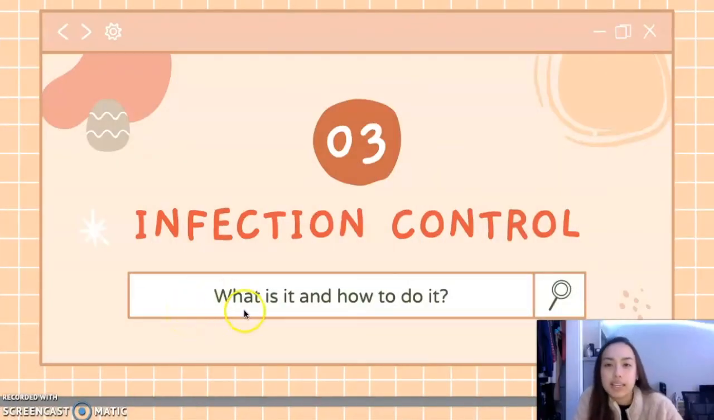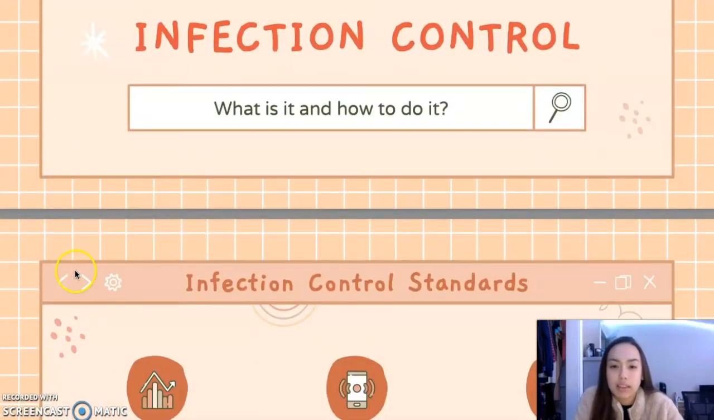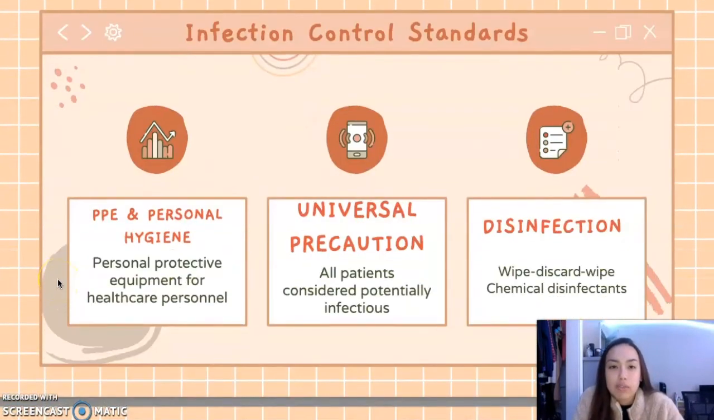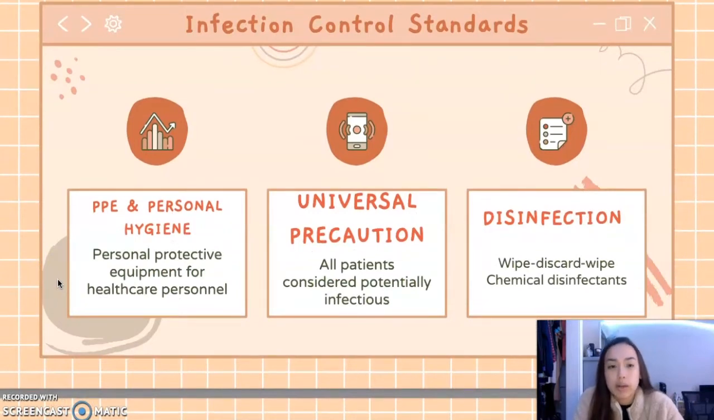Infection control. What is it and how to do it? Some infection control standards include, but are not limited to, the following. Personal protective equipment, which is protective clothing such as gowns, gloves, face shields, face masks, or any other items made to protect a person from injury or spread of infection or illness. It also includes personal hygiene, like washing your hands, taking showers, and brushing your teeth, because outside germs and viruses can linger on your body.